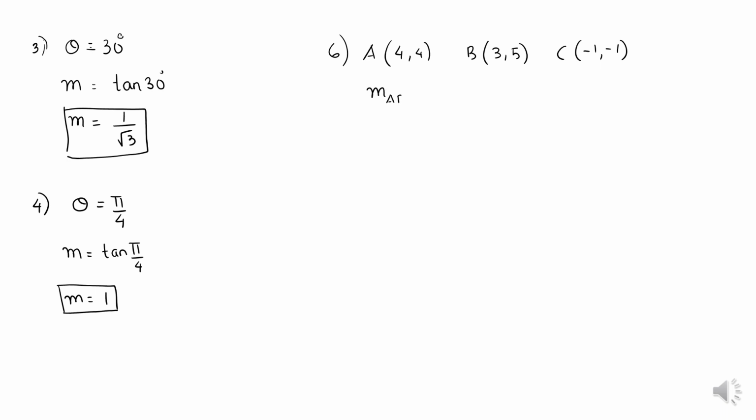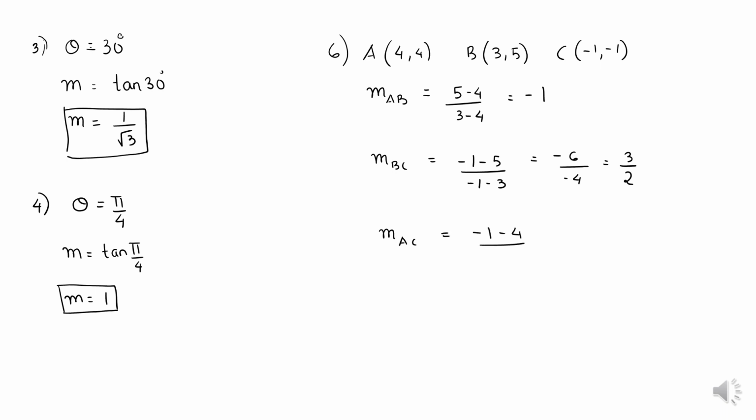I'll find the slope of line AB, the slope of BC, and the slope of AC. I'll find slopes of all three lines. So let us first find the slope of AB. It will be (5 - 4)/(3 - 4), that is -1. What is the slope of BC? (-1 - 5)/(-1 - 3), that is -6 upon -4, that is 3 by 2. And AC will be (-1 - 4)/(-1 - 4), that is 1.